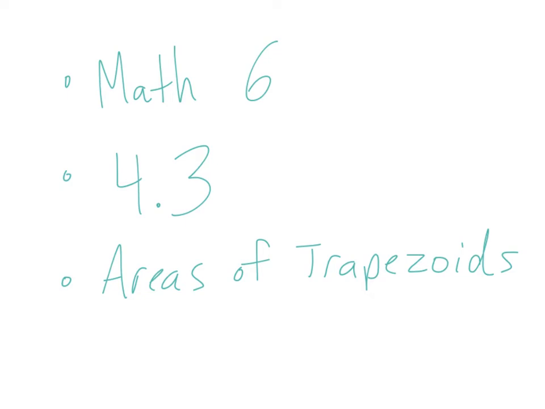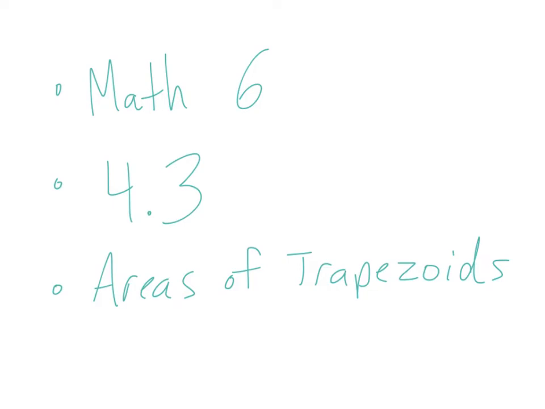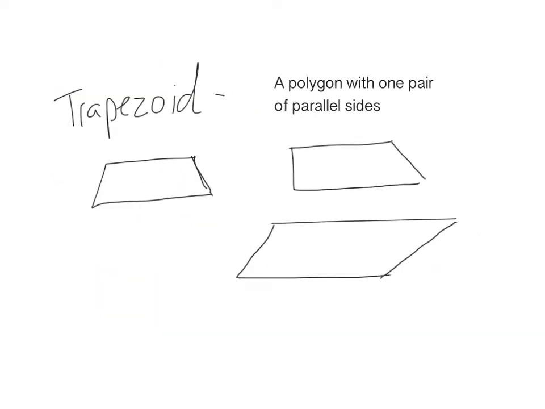Hey y'all, Math 6, 4.3 today, areas of trapezoids. Alright, so what's a trapezoid? A trapezoid is a polygon, so a closed plane figure, 3 or more line segments, right? And it has one pair of parallel sides.